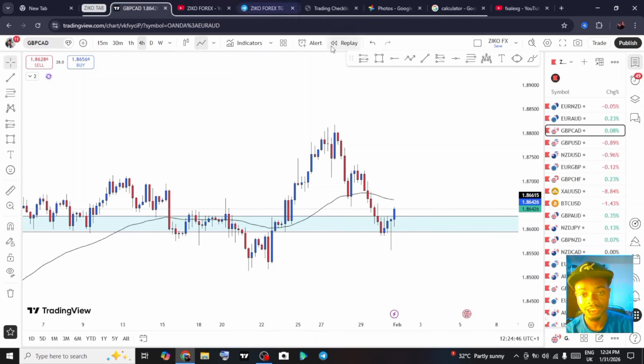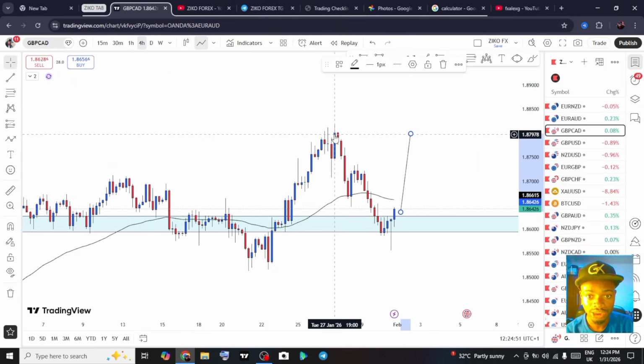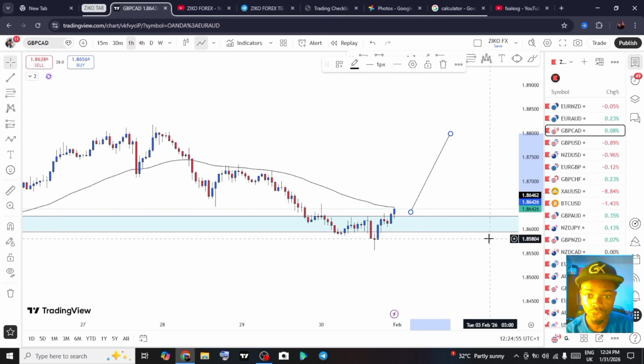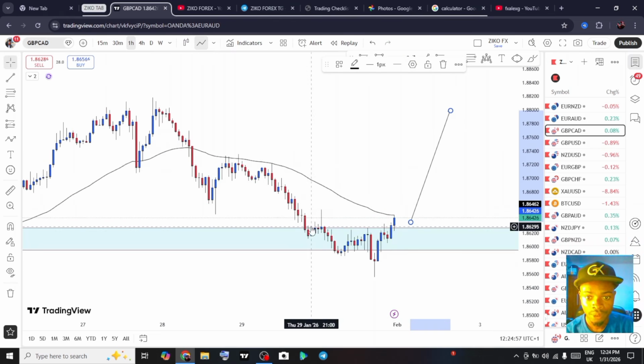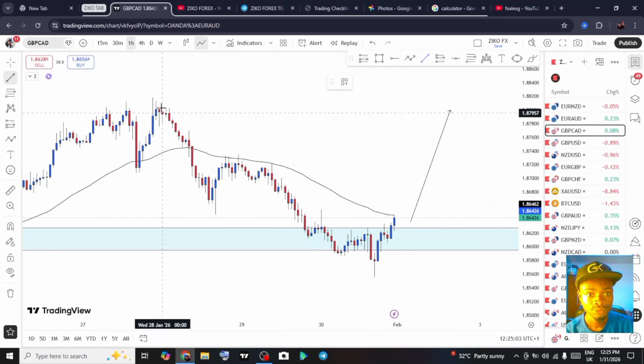But I believe that this market should continue buying next week, right? So I believe this market should continue buying potentially to this high right here. So on the 1 hour time frame, we'll look for more reasons to buy. In fact, I'm very likely to take this trade next week. Very, very likely to take this trade next week.